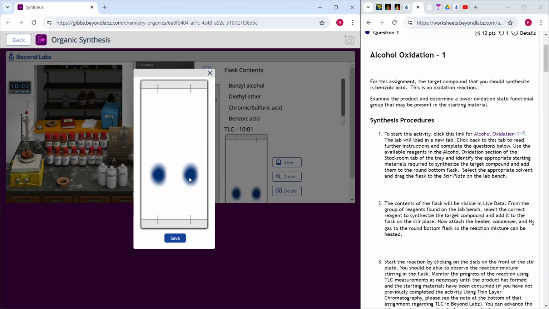So on the right now, I still have my reactant in there, which is basically the benzyl alcohol. So this is a benzyl alcohol, which is a reference, and this is another benzyl alcohol that is found in my flask. So at the end of the reaction, I should not see this. This should completely go away.